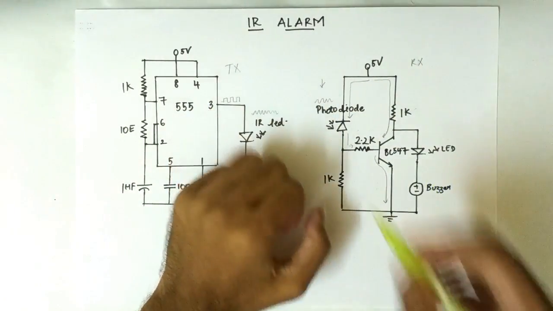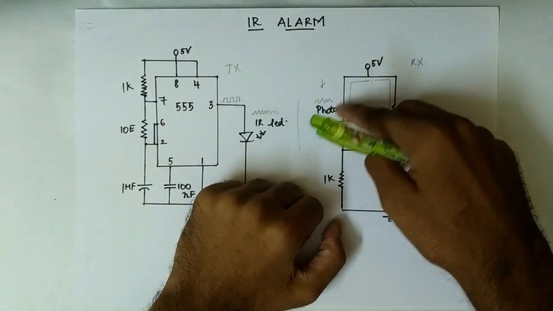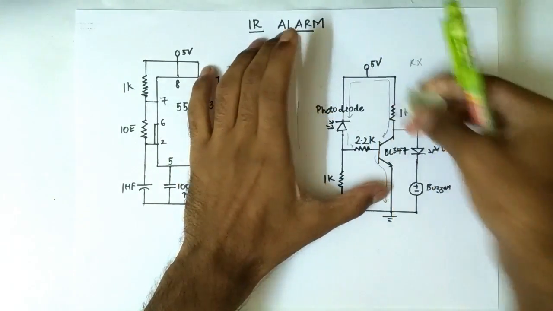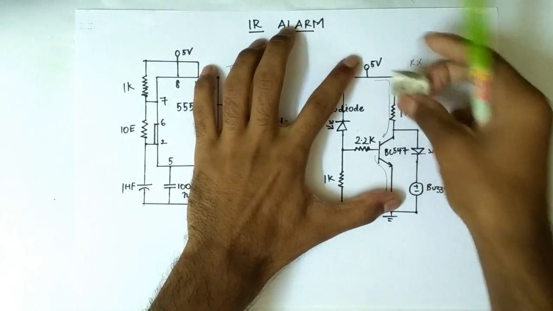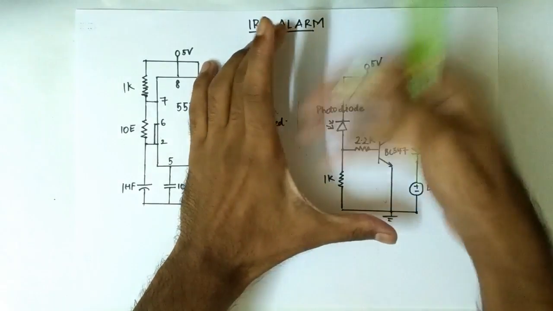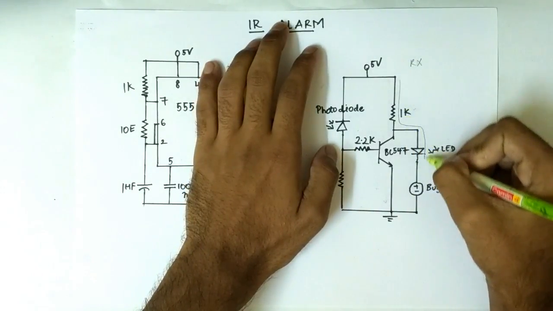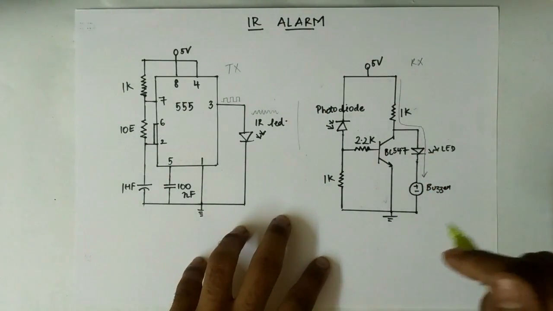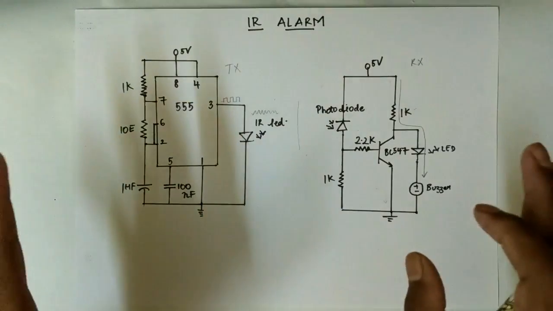Now what happens is, when there is an obstacle between the IR LED and the photodiode, the waves are not transmitted to the surroundings of the photodiode. As there are no waves, the resistance of the photodiode increases and there is no base current in the transistor. As the transistor becomes off, the current does not flow through the collector and the emitter. Current starts flowing through the LED and the buzzer. When the current starts flowing through the buzzer, it starts to beep. This is how our circuit works, and now let's start building the circuit.